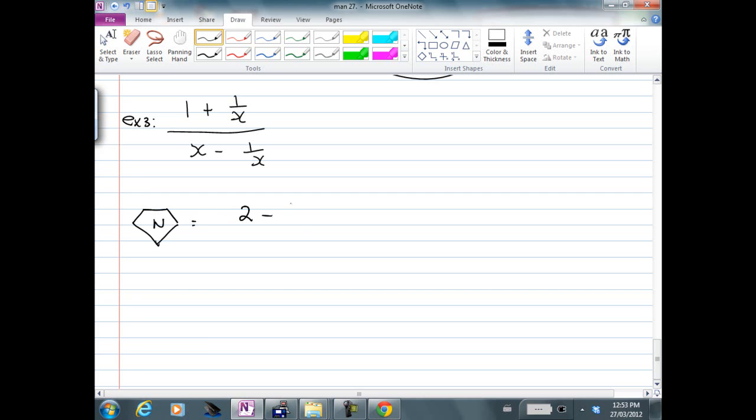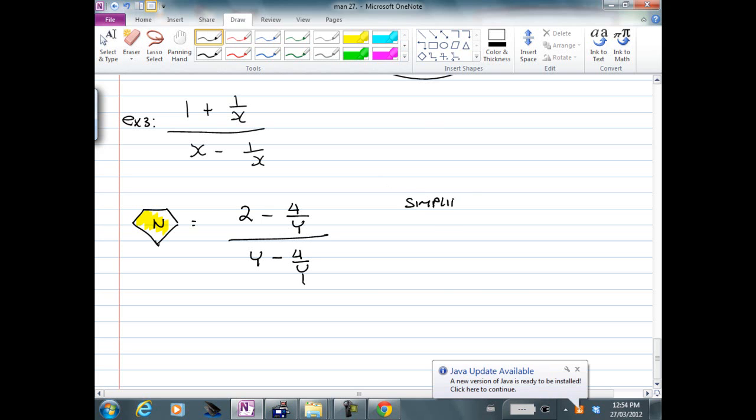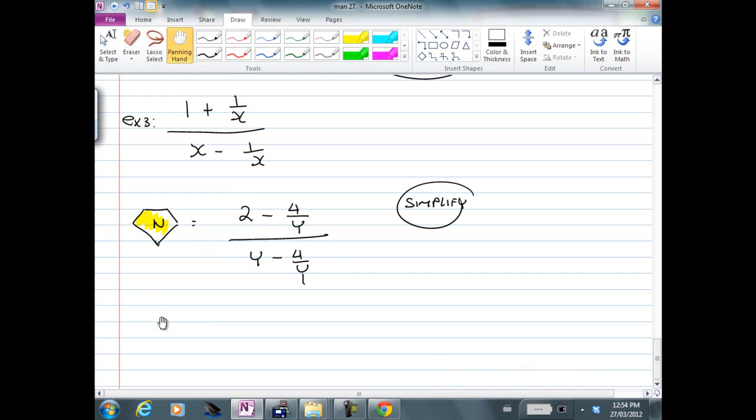2 minus 4 over y, over y minus 4 over y. That's your challenge question for today. Simplify. You're going to do both. What you get is 2 minus 4y divided by y minus 4 over y. Simplify. If you're to simplify all that, what would you get?